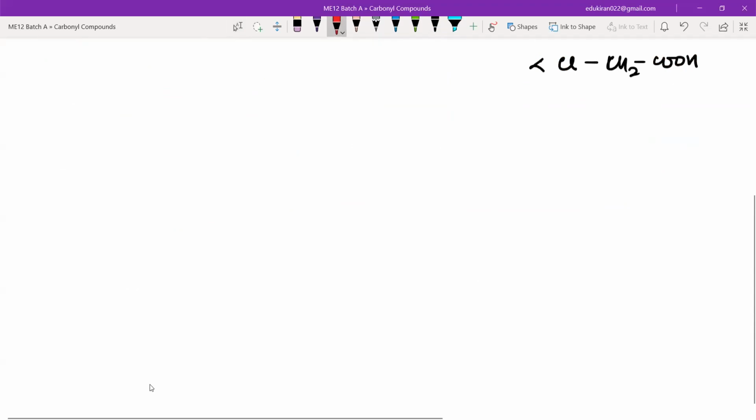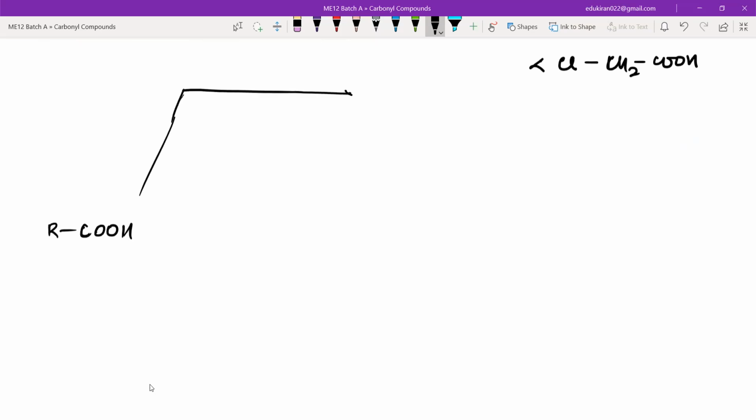So I'll be writing a series of reactions. Let me start with RCOOH. First is, since it is acidic in nature, it will turn the blue litmus to red. It will change the color of blue litmus to red.